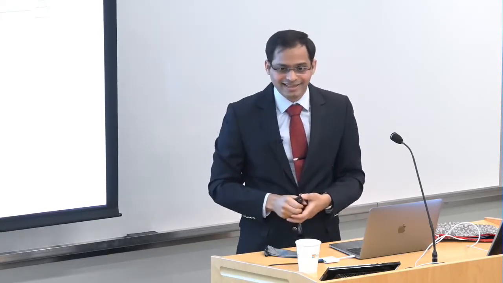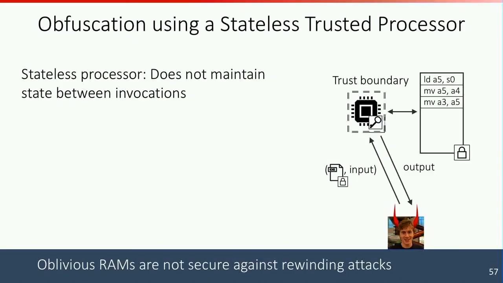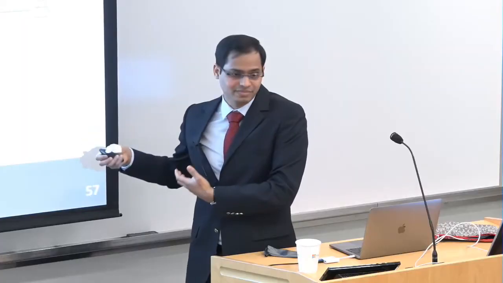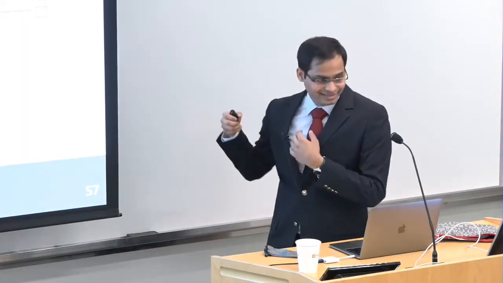And it turns out such an attack, which we call a rewinding attack, can actually let an adversary learn information. And the problem is that Oblivious RAMs are not secure against such rewinding adversaries. Because I have not explained an Oblivious RAM scheme as such in this talk, I will not go into the details of the exact attack involved over here.